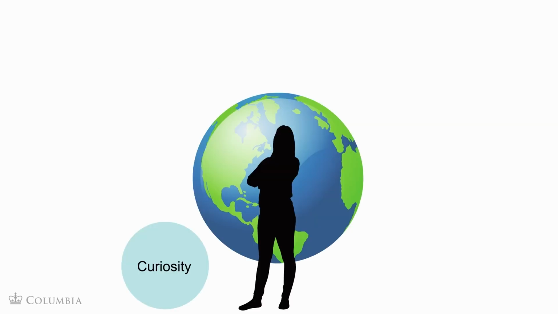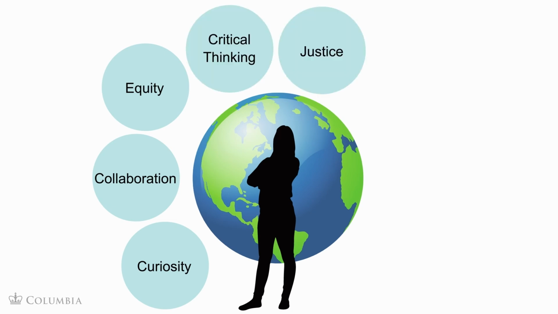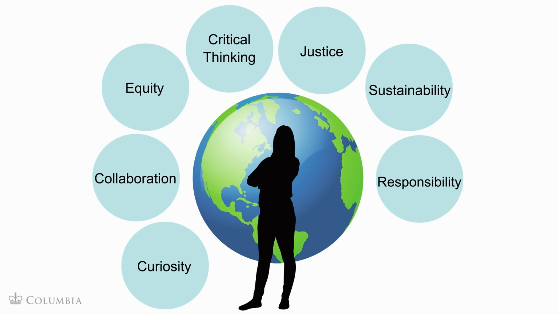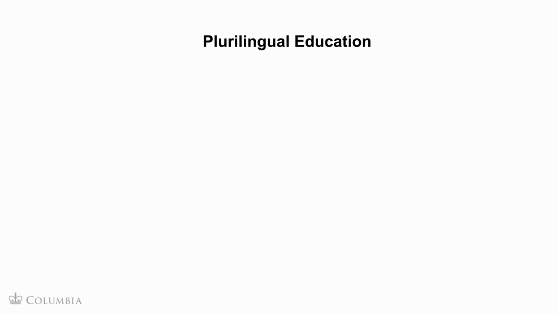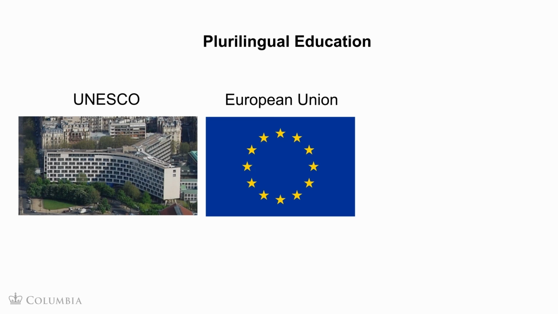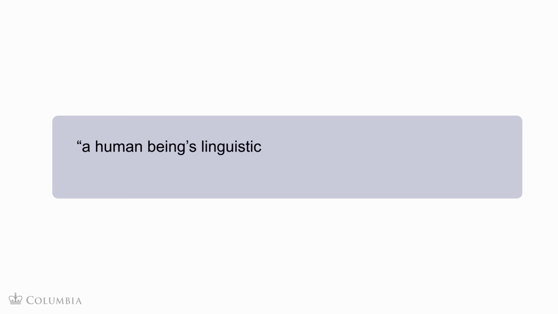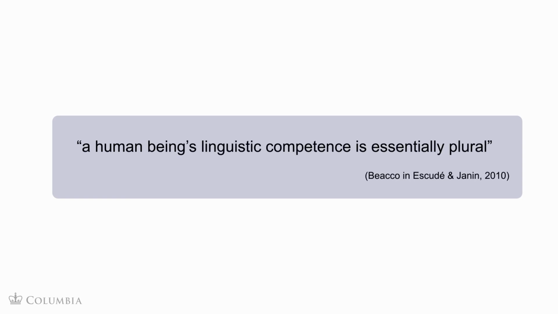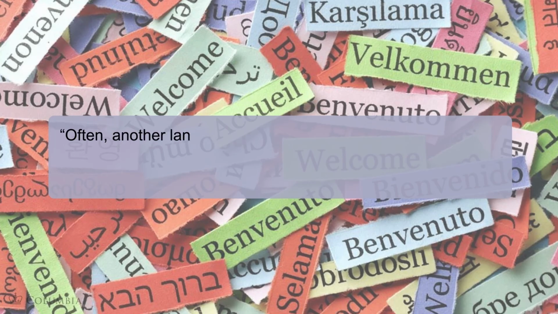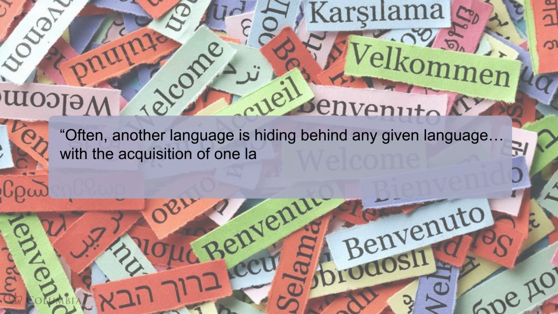The development of these strategies and competences may contribute to the construction of a plural, global citizenship with resulting educational, ethical, and political implications. Because of these potential implications, plurilingual education is supported by many organizations like UNESCO, the European Union, and the Council of Europe, with the knowledge that a human being's linguistic competence is essentially plural, and that often another language is hiding behind any given language. Therefore, with the acquisition of one language, we are already preparing to acquire another one.